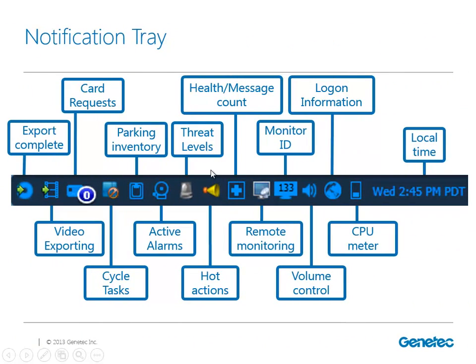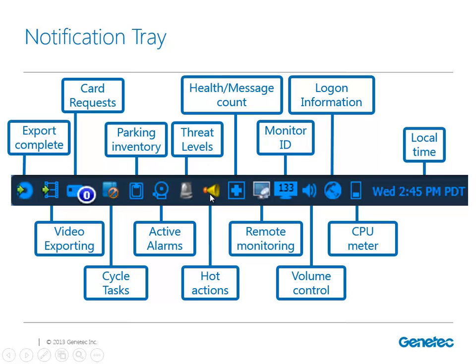And again, we're going to quickly take a look at the other options in the live system. Notification tray: I have a lot of information on my Security Desk application. It tells me whether or not I have an export and whether or not it completed, video exporting, if I'm cycling different tasks that I create, and if I do have any active alarms. But as you can see, threat levels are basically indicators of activities within the total system, different conditions within my system.